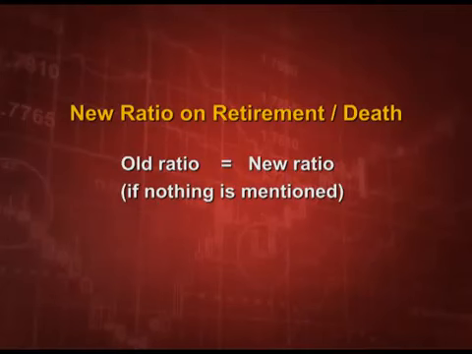If nothing is given, the old ratio will be taken as the new ratio. Now, suppose A, B, C are partners, B dies and nothing is mentioned. So, A and C will share in the same ratio. What was their existing ratio? That is, old ratio is equal to new ratio if nothing is mentioned. But otherwise, if something is mentioned, then the new ratio will be calculated accordingly.